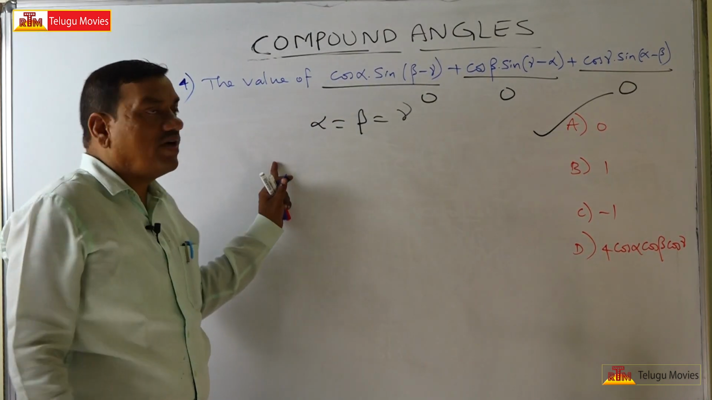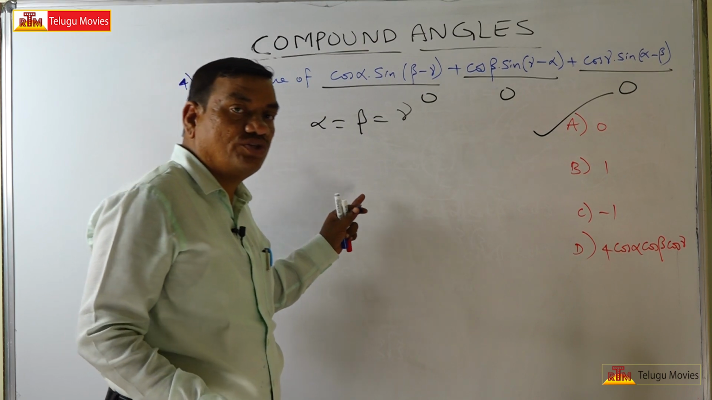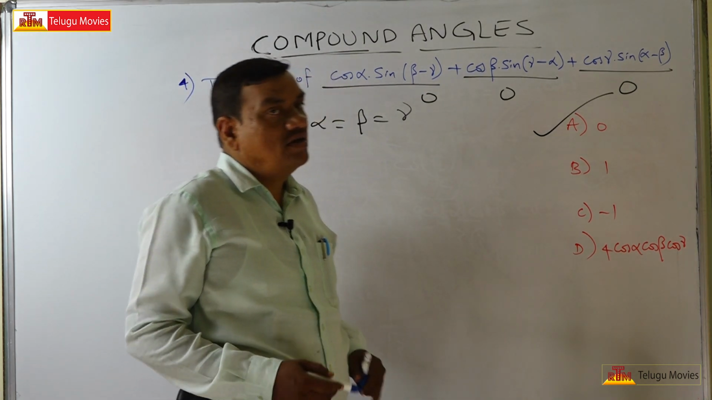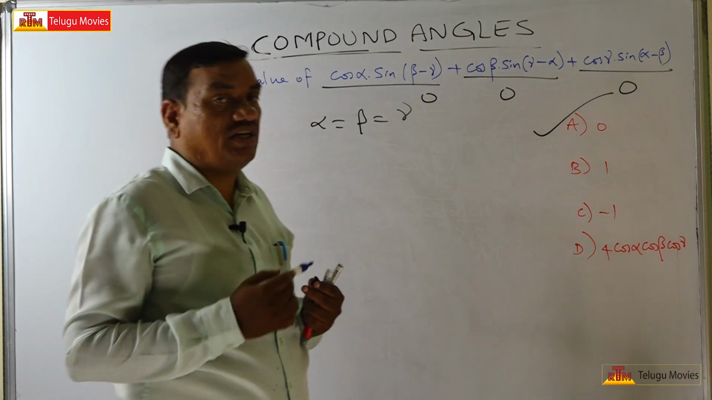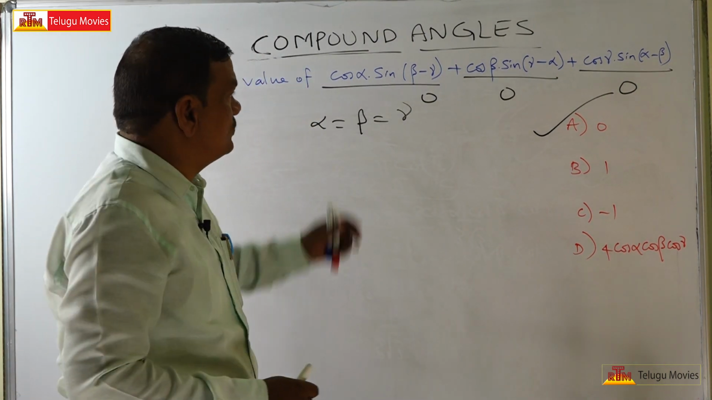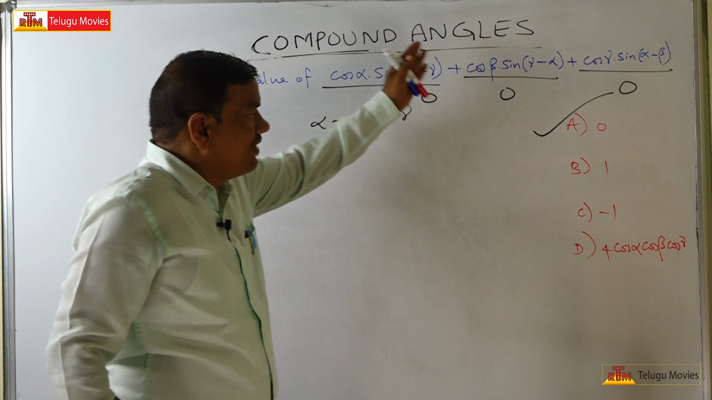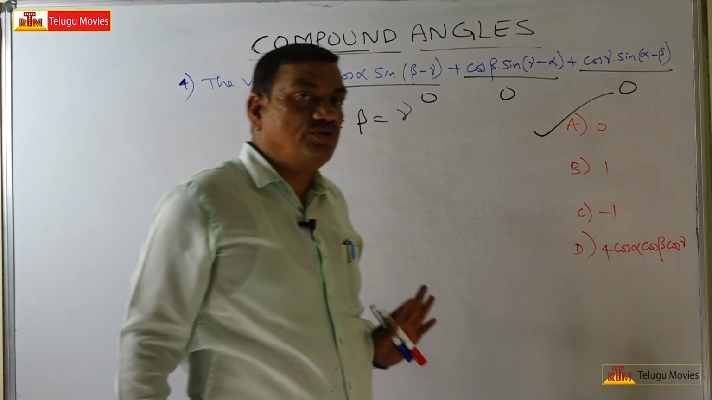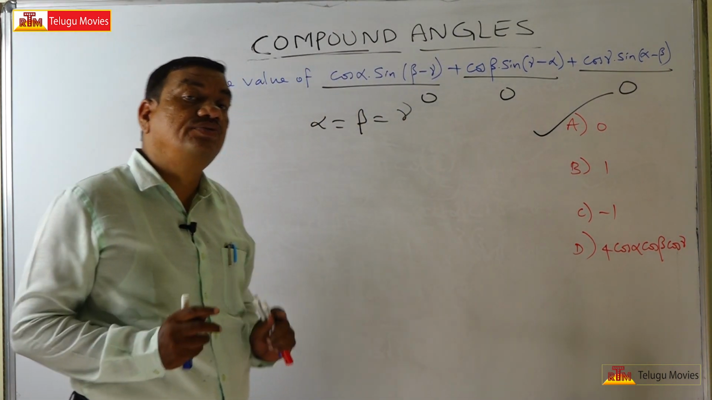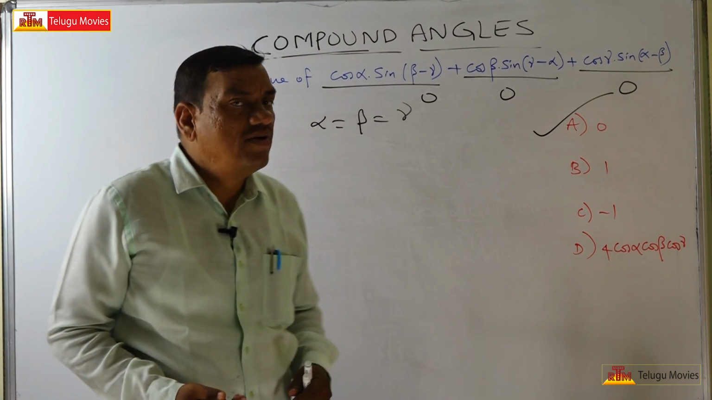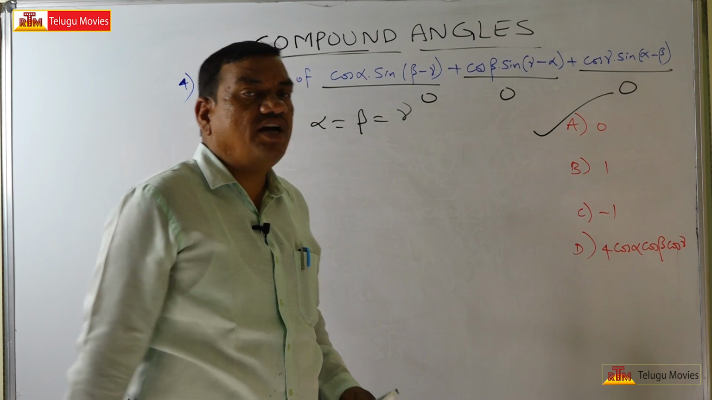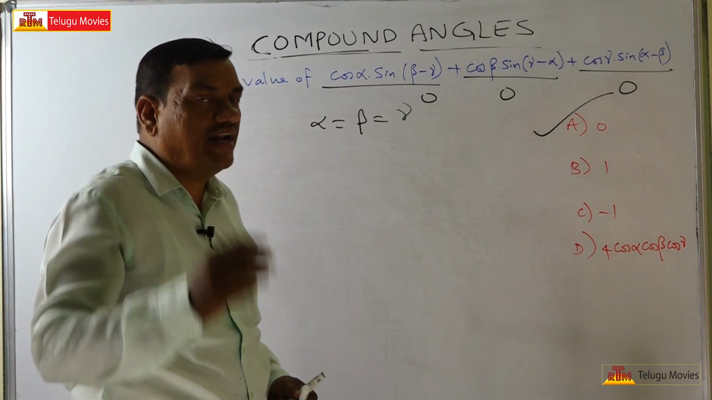Otherwise, you can take alpha is equal to 30, beta is equal to 60, gamma is equal to 90. Otherwise, alpha is equal to 45, beta is equal to 45, gamma is equal to 60, like that. You take any values as you think, but the final answer will definitely be 0. So this is called creative thinking. If you start creative thinking, the problem solutions will be very, very easy. I hope that you understand this solution. Let us go for the next problem.